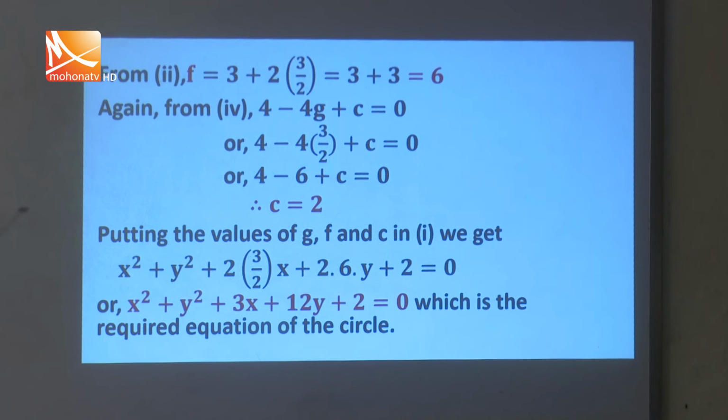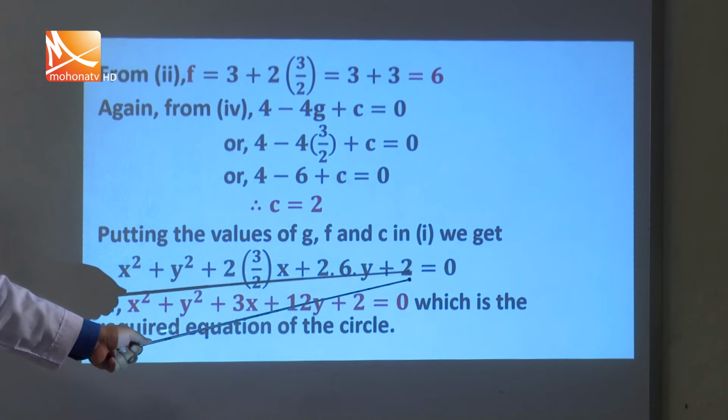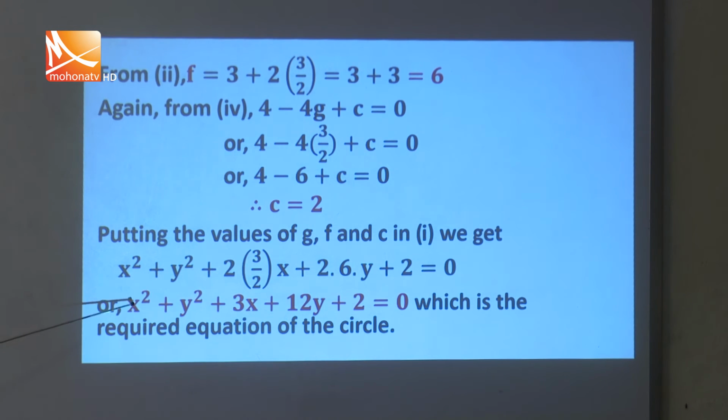Now, if we put the values of g, f and c in equation number 1 as before, then we will get x square plus y square plus 2 times g, which is 3/2, into x plus 2 times f, which is 6, into y plus c, which is 2, equals 0. Then x square plus y square, these 2 and 2 will cancel, 3x plus 6 times 2 is 12y plus 2 equals 0, which is the required equation of the circle.